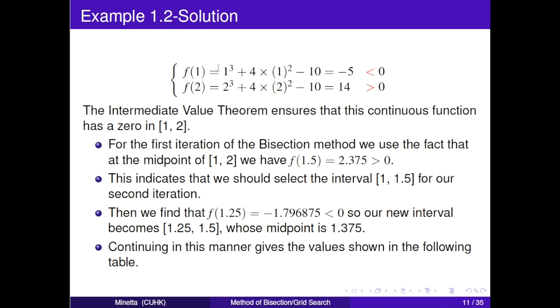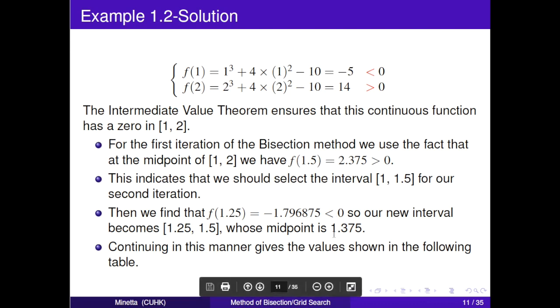First, we check if there is a zero. By calculation, we know that f(1) is less than 0 and f(2) is larger than 0. By the intermediate value theorem, we ensure that this continuous function has a zero in interval [1, 2]. Then, for the first iteration, we have that f(1.5) is larger than 0. This indicates that we should select the interval [1, 1.5] for our second iteration. Then we find that f(1.25) is less than 0.